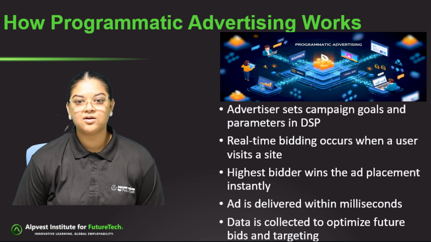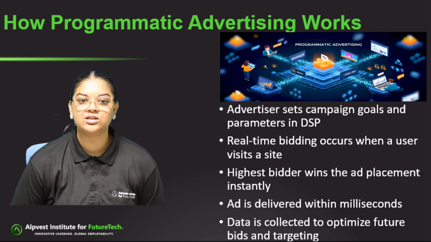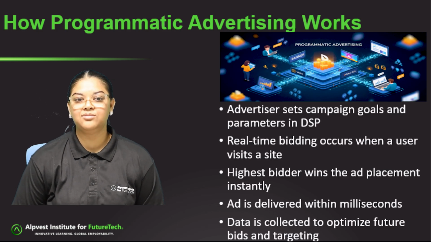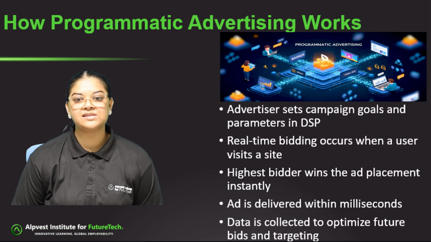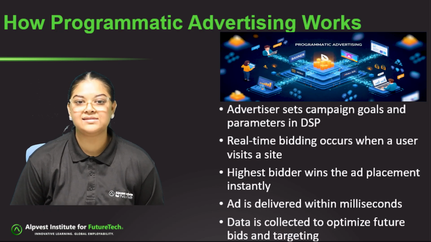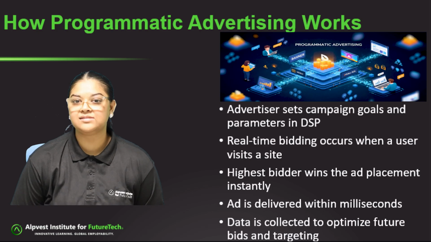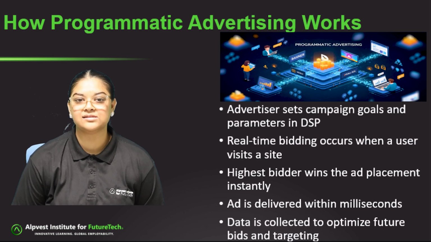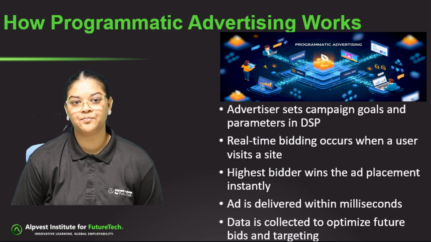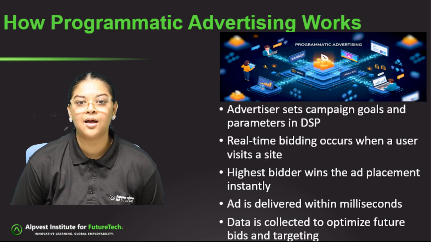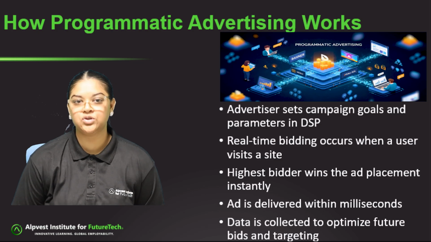The programmatic process begins when an advertiser sets campaign goals, audience parameters, and buying preferences within a demand-side platform. When a user visits a website or app that has ad inventory available, a real-time bidding process takes place in milliseconds, where multiple advertisers may compete for that impression. The highest or most suitable bid wins, and the ad is delivered almost instantly to the user.